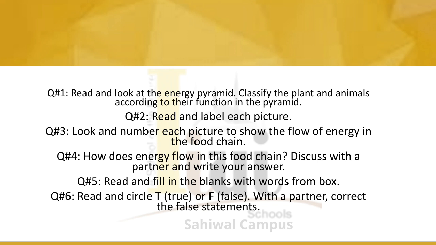Question number 6, read and circle true or false with a partner. Correct the false statements. You have to first choose whether the statement is true or false, tick it, and if the statement is false, you have to write the correct statement for it. You can solve this question by reading page number 22, paragraph number 1 about food webs.